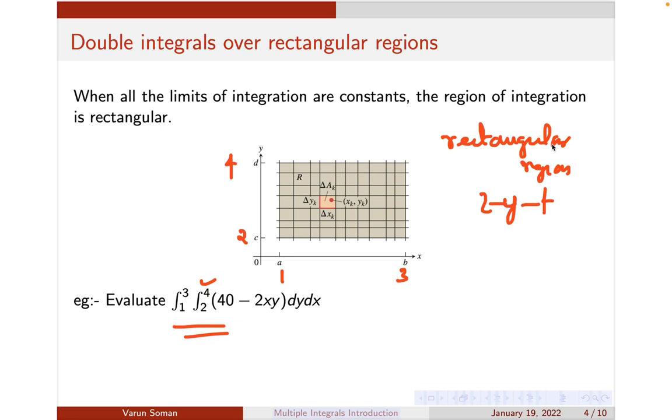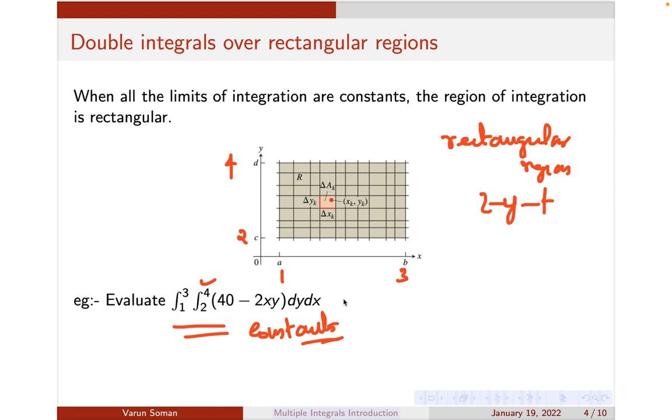Okay, so you will ask me what is non-rectangular. We will discuss non-rectangular regions in the next session. The basic idea of rectangular regions is that both the limits of integration will be constants. So if constants are coming as limits of integration, your region will always be rectangular. Just keep this in mind. It's not required for examination, but the idea is very simple.